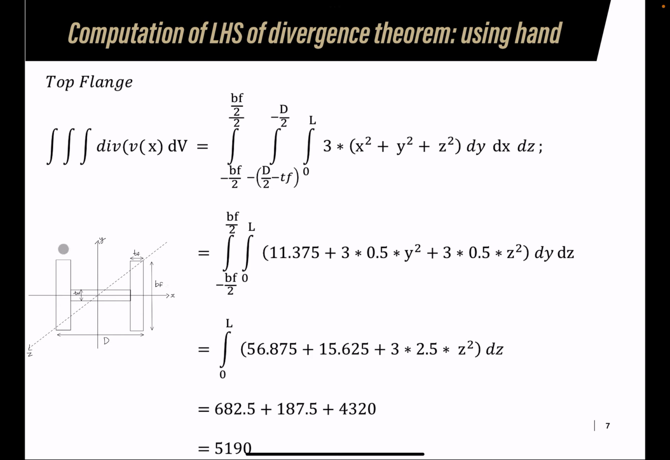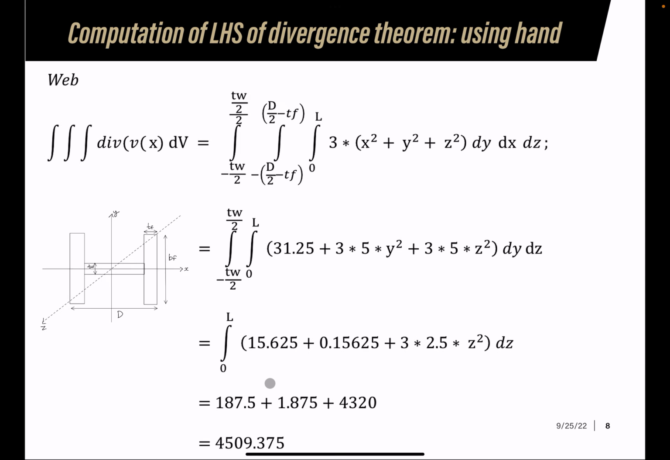The second part, the top flange, would be the same, with the only difference being that the limits would vary. Here it is with minus signs, but since it's a symmetrical section, the answer would be the same. So here also we get 5190.